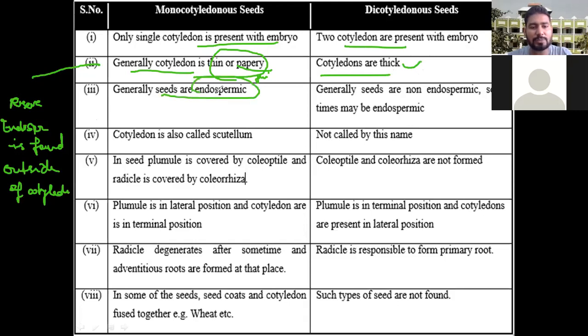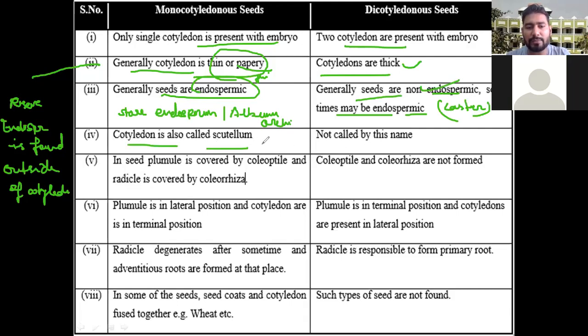Generally, seeds are endospermic. Why? Because they store the reserve food material. They store endosperm. It is also known as albuminous seed. The exception is the orchids. Now, generally seeds are not endospermic, but sometimes they may be endospermic. An example is the castor. Castor is the exception, but most of the time seeds are non-endospermic.